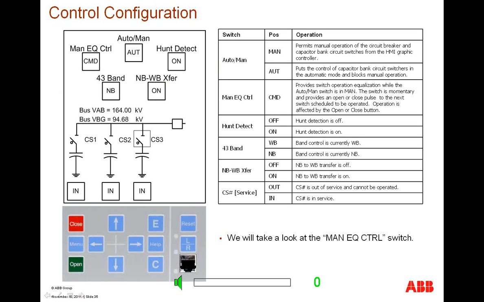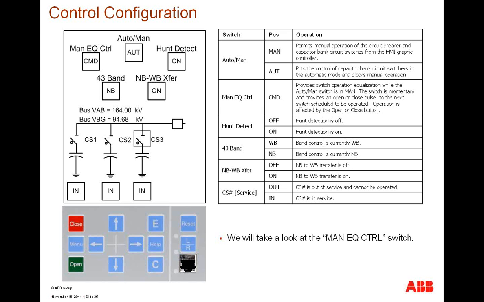Typical controls that you might find for this particular capacitor bank is the manual equalizing control. This gives you the ability as an operator to issue either an open or close command to the capacitor bank system, and then let the relay choose which circuit switcher is next in line to be operated. We have an auto manual condition. This allows us to bring the capacitor bank in automatic control or manual control. If you want your hunt detection turned on or off. And your operational band, your 43 band, this will drive if the system's in narrowband or wideband, and the narrowband to wideband transfer if you desire to have that functionality on.